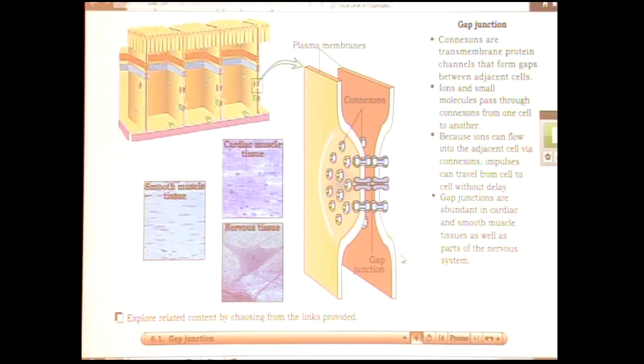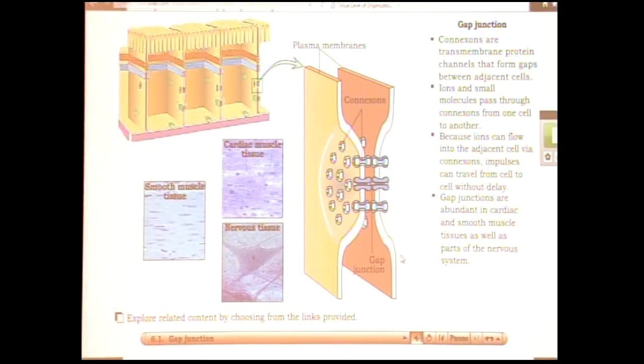Much faster than sending something out of the cell, letting it get brought back in, sending a hormone. This is way, way faster. Just have a gap between there so the signal can just go straight through as if it was one cell. It's much faster that way. So that's the gap junctions there. Where would those be? Muscles and nerves. Not really in epithelial tissue.